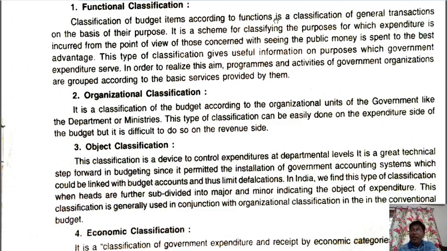It is a great technical step forward in budgeting, since it permitted the installation of a government accounting system, which could be linked with the budget account and thus limit defalcation.